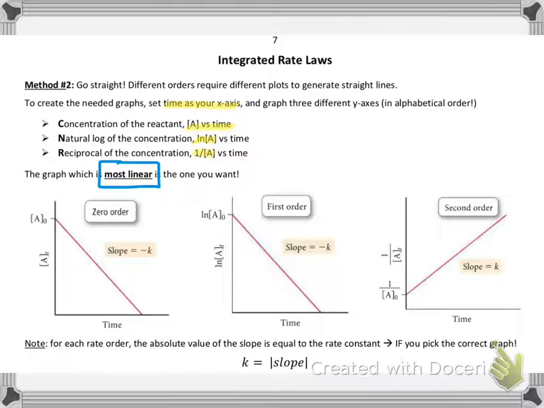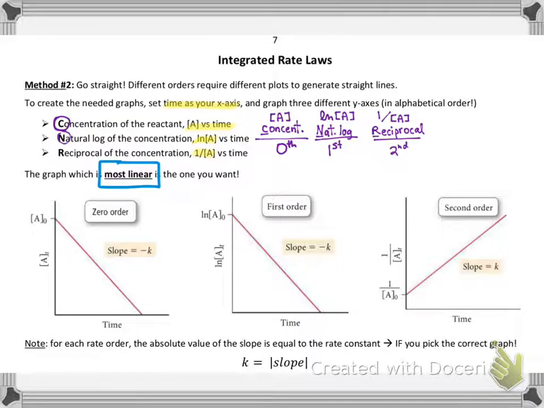Luckily, if you write them in alphabetical order, it will tell you exactly what to do. So notice, concentration starts with a C, so that comes first. If the concentration versus time graph is the most linear, then this reaction is 0th order with respect to that reactant. But if it's the natural log, because that one starts with an N, that one comes next, well, in that case, it would be first order with respect to that particular reactant. And finally, if the reciprocal versus time is the most linear, well, in that case, the reaction is second order with respect to that particular reactant.